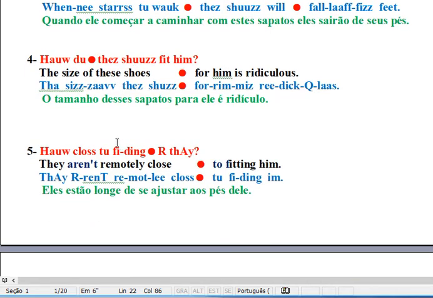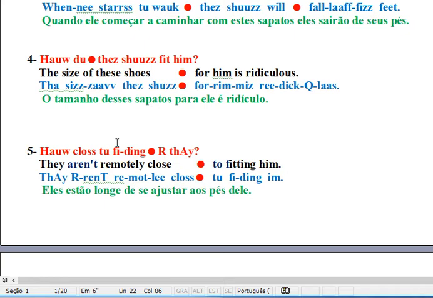Line 4. The size of these shoes for him is ridiculous.